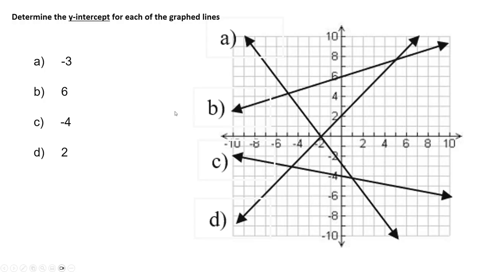And here we have a bunch of lines drawn on a graph, and we're asked to find out what the y-intercept is. So here's line A, and we can see that it crosses right at negative 3. Line B crosses at 6. Line C crosses at negative 4. And line D crosses at 2.